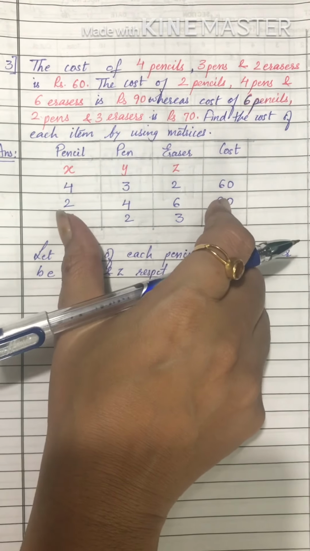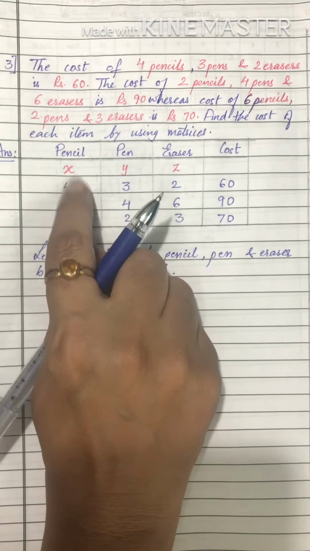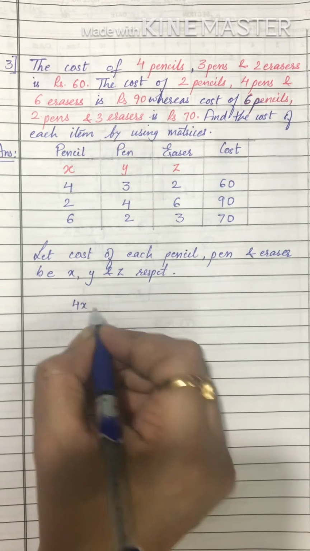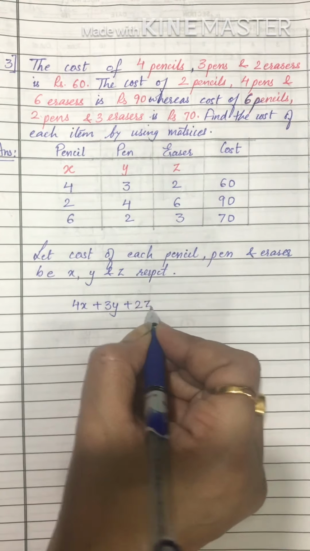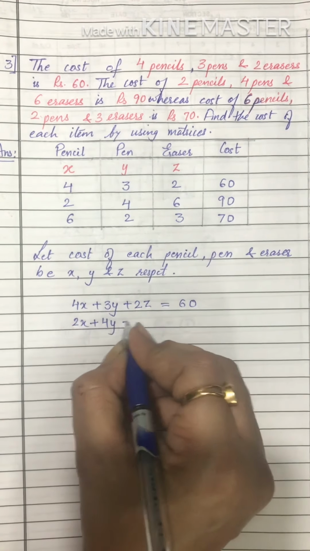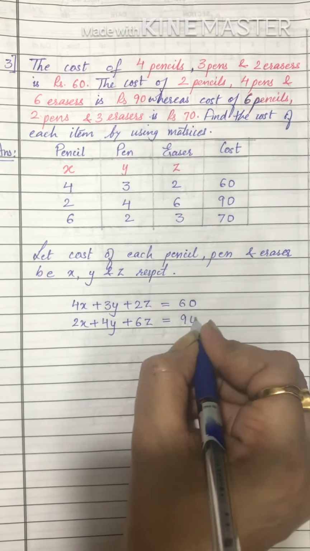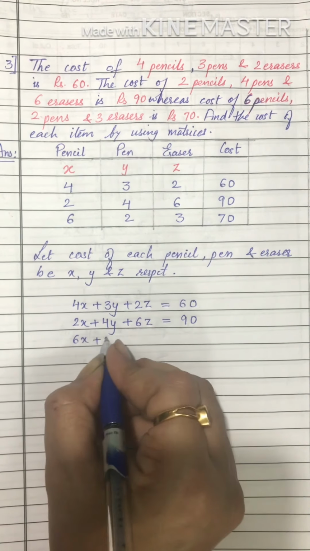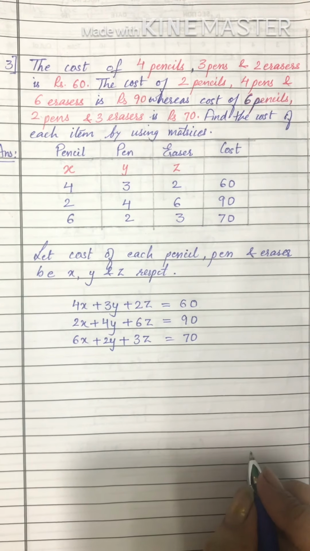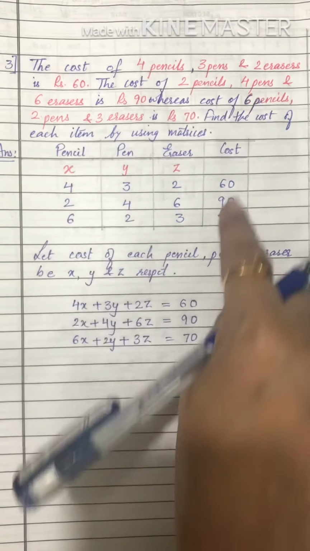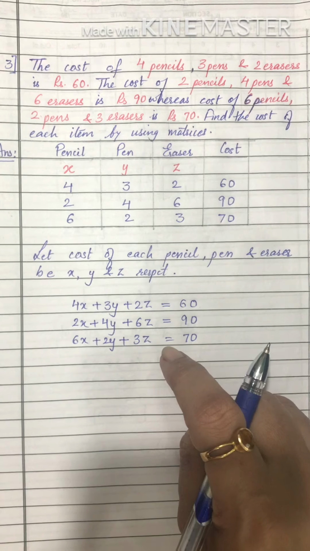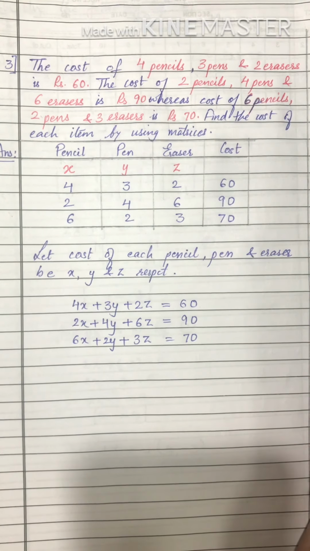Okay, so using this, let us write down the equations. How will you get it? 4x plus 3y plus 2z is equal to 60. Then 2x plus 4y plus 6z is equal to 90. And then 6x plus 2y plus 3z is equal to 70. Okay, so now we have written the given information in equation form, and then let's try to solve it further. Very simple. We have so far seen two methods of solving equations.